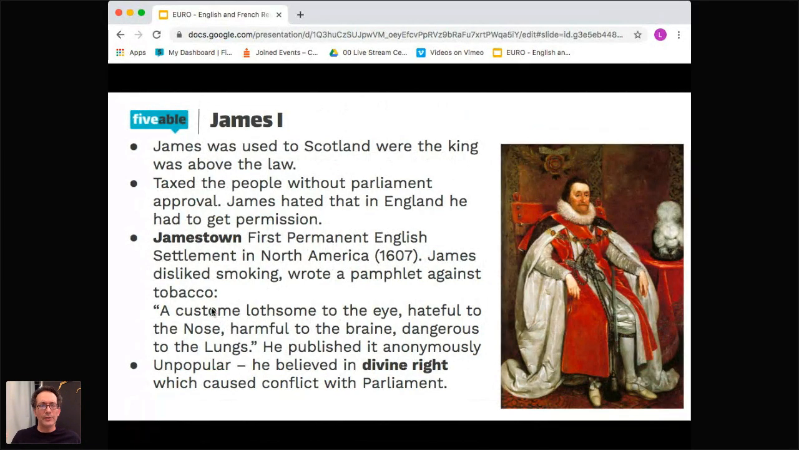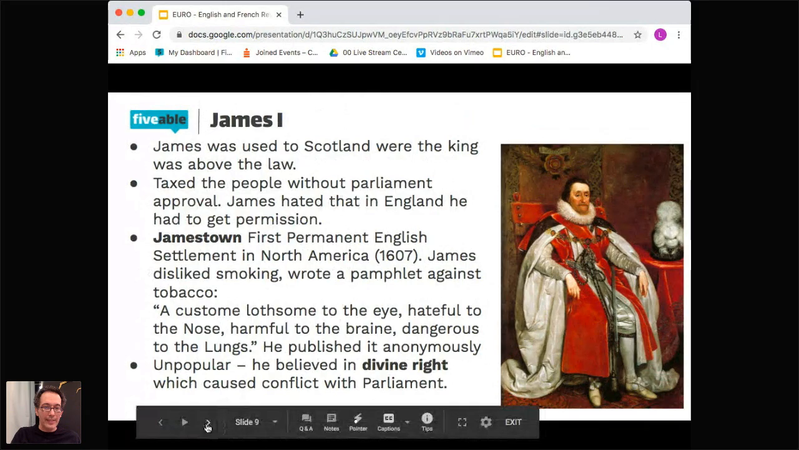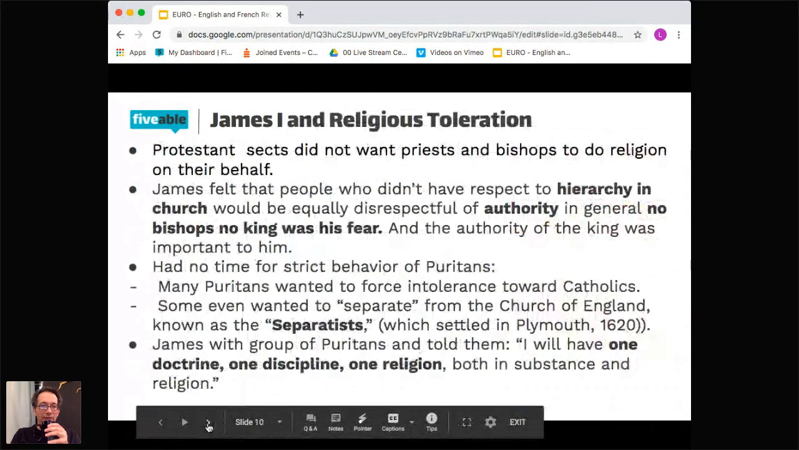And that's a theme that goes on with most Stuart monarchs. They're very unhappy that they need to collaborate with Parliament. As far as they know, they're absolute monarchs: I don't need anyone, I can do whatever I want. So that's the challenge that he is facing.